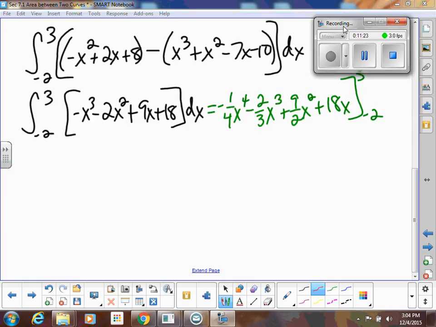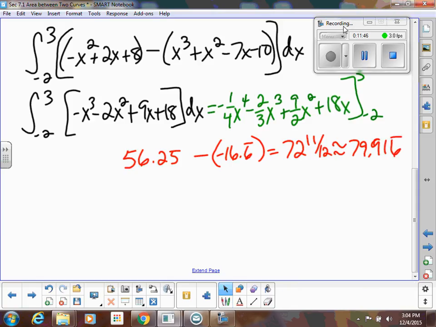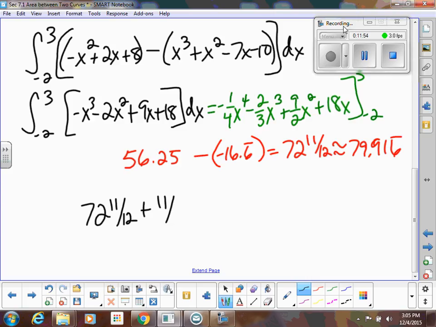When I evaluate for 3, I'm getting 56.25. When I evaluate -2, I'm getting -16.6 repeating. So that gives me 72 and 11/12, which is about 72.916 repeating. Okay, so we're going to take those two values together. So I've got the 72 and 11/12 plus just a little bitty sliver, and that gives me 73 and 5/6.